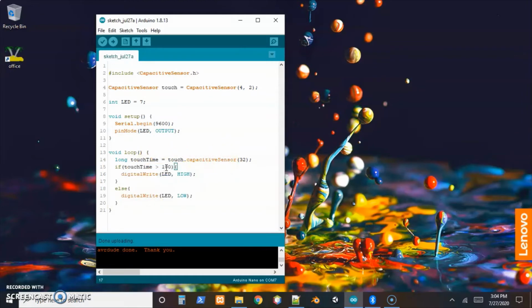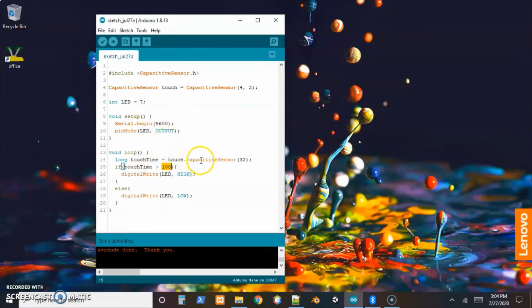I already printed it out, saw what it was, so I'm just going to say if it's bigger than 100, turn the LED on. And if it's less than 100, turn the LED off. And then there was a delay here, which was just to make it easier to read the numbers when they printed out, so I took out the delay. And those are the only modifications.